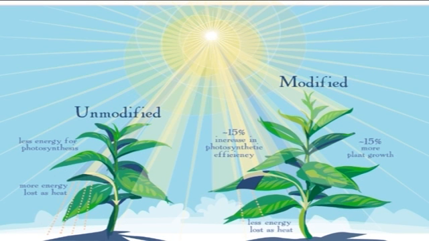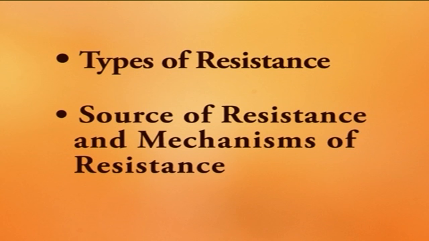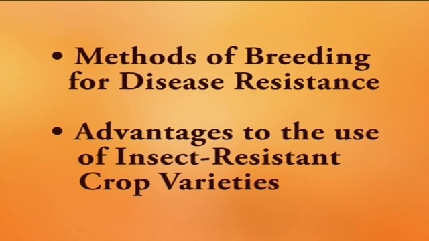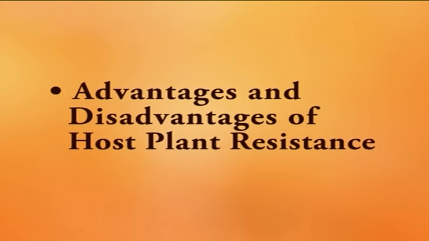Hence, in this episode, the following aspects are going to be seen. They are types of resistance, sources of resistance and mechanisms of resistance, methods of breeding for disease resistance, advantages of the use of insect resistant crop varieties, and advantages and disadvantages of host plant resistance.